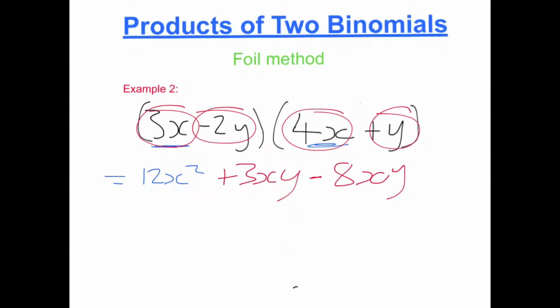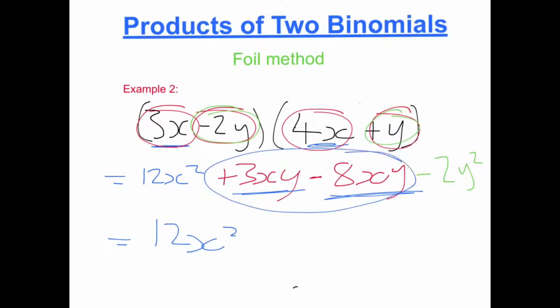And then our last terms, minus 2y and y, and that will give us the final answer of minus 2y squared. And now we have some like terms, which is plus 3xy minus 8xy. So we have 12x squared, plus these together, and we'll get minus 5xy, and then our last term minus 2y squared.